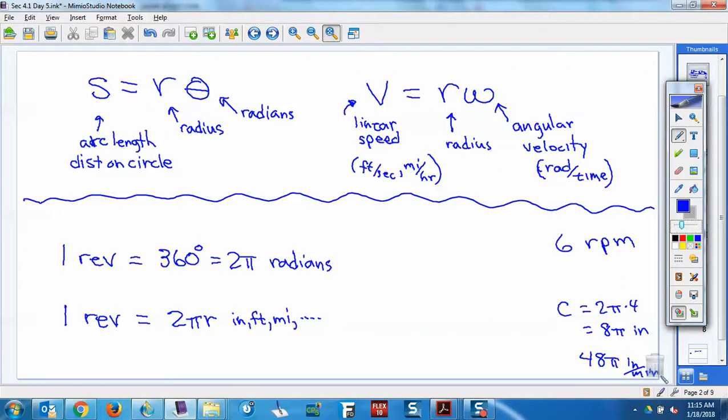We skipped right past angular velocity. We didn't even talk about angular. We didn't need it, right? It wanted inches per minute, and so Jack said, well, it's 8 pi inches around because that's circumference, right? 2 pi r, that's just circumference. So that's 8 pi inches around, and it's going to do that 6 times every minute. So you just take 8 pi times 6, it's 48 pi inches per minute.